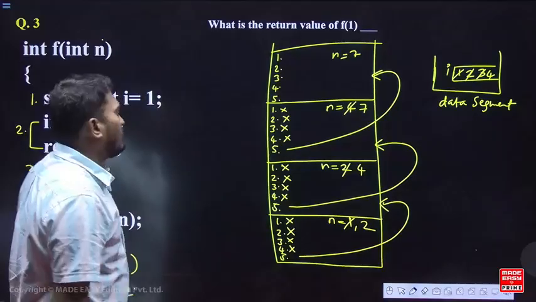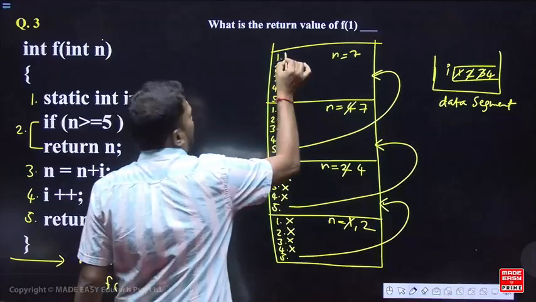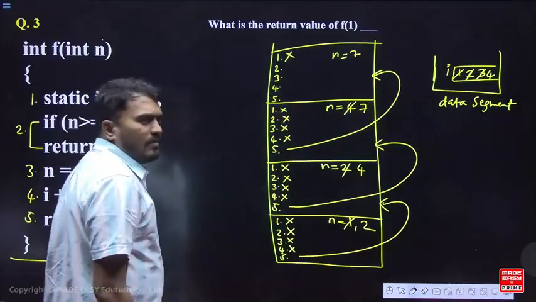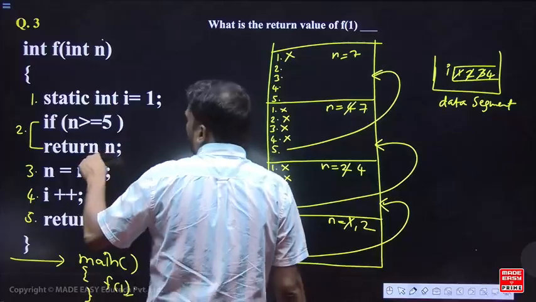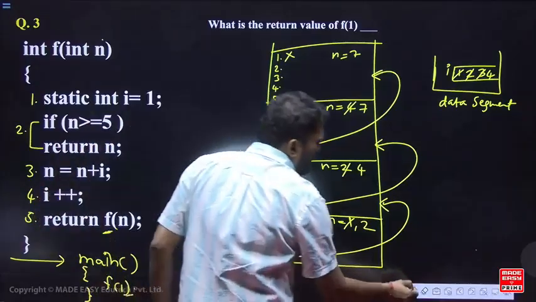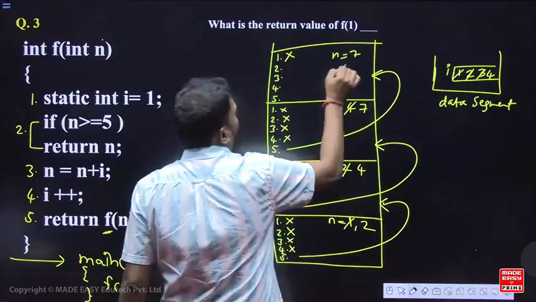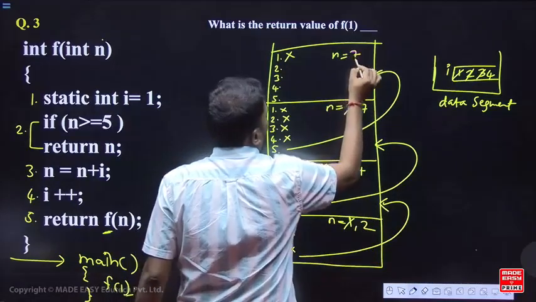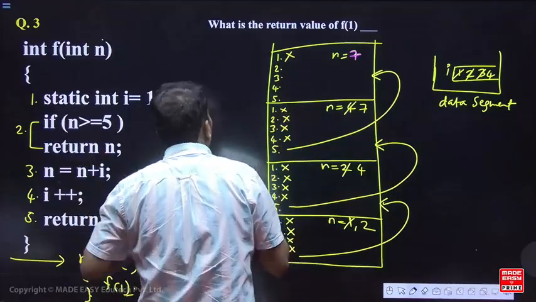Listen carefully. Now again first statement, static. By looking at the static, it will simply skip. Now see the second statement here. If n greater than equal to 5, return n. Now tell me what is the n value here? What is the n value? So n value is how much here? 7. N greater than equal to 5, return n.